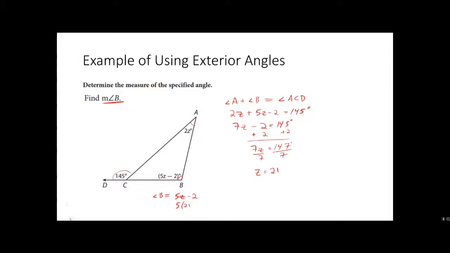There we go. Minus 2. All right, 5 times 21 is 105, and 105 minus 2 is 103. So angle B equals 103 degrees. Yahtzee. All good. All right, next one.